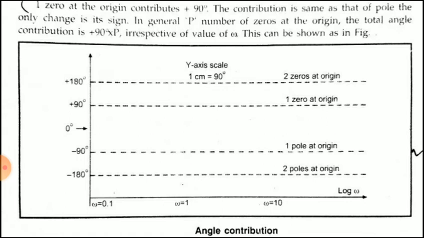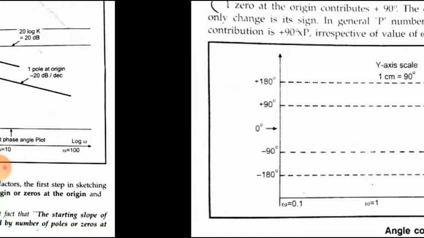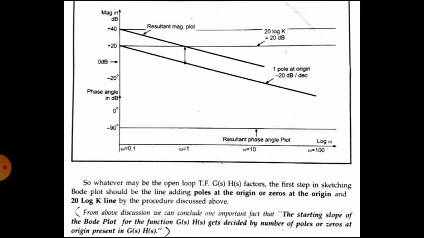Then for one pole at the origin, it is minus 90 degrees, and for two poles at the origin, it is minus 180 degrees. So this shows how poles and zeros at the origin are to be plotted. From the above discussion, we can conclude one important fact: the starting slope of the Bode plot for the function G(s)H(s) is determined by the number of poles or zeros at the origin present in G(s) and H(s). So this is the initial construction of the Bode plot.